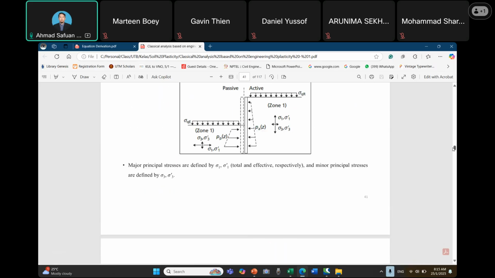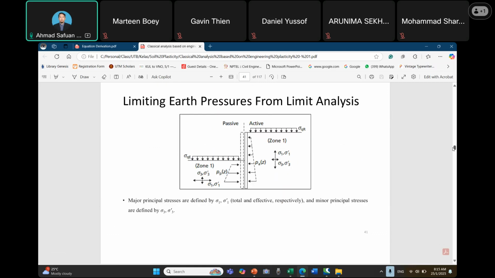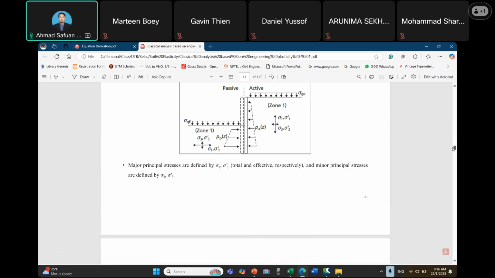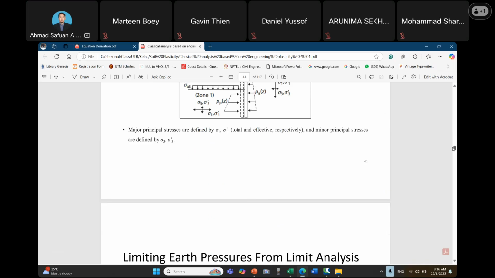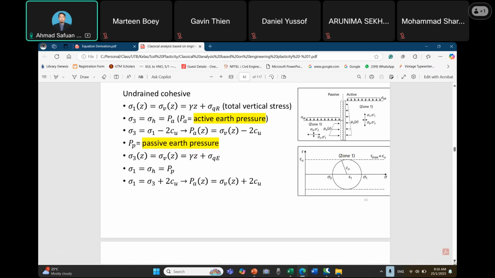So for today we will continue on the active and passive. For the active and passive, we first start without any friction, so we assume the wall is smooth. Later on we will discuss what will happen if we have a rough wall and also a batter angle.